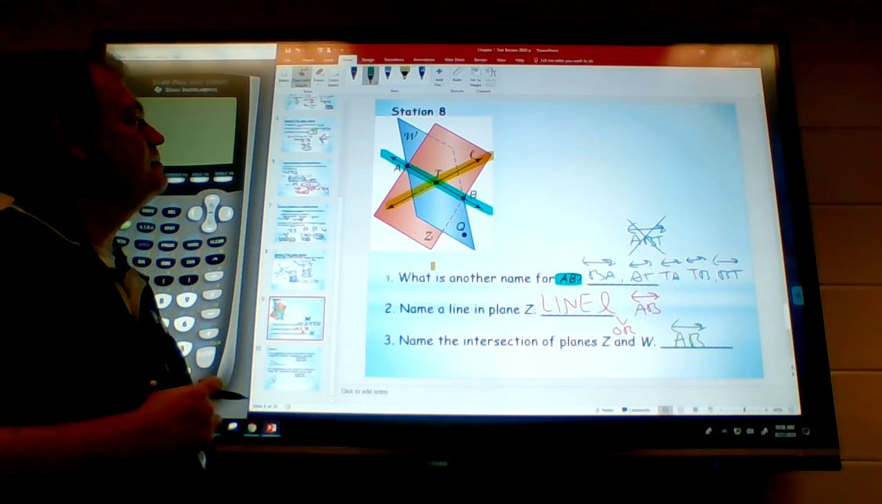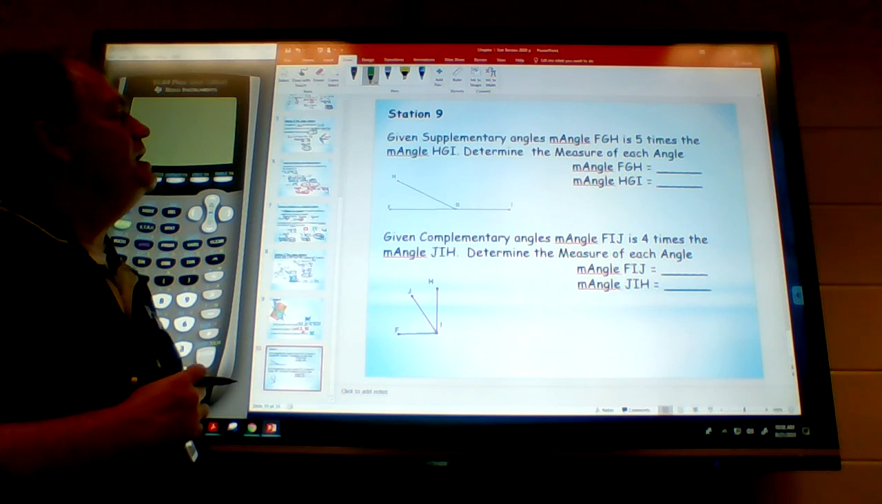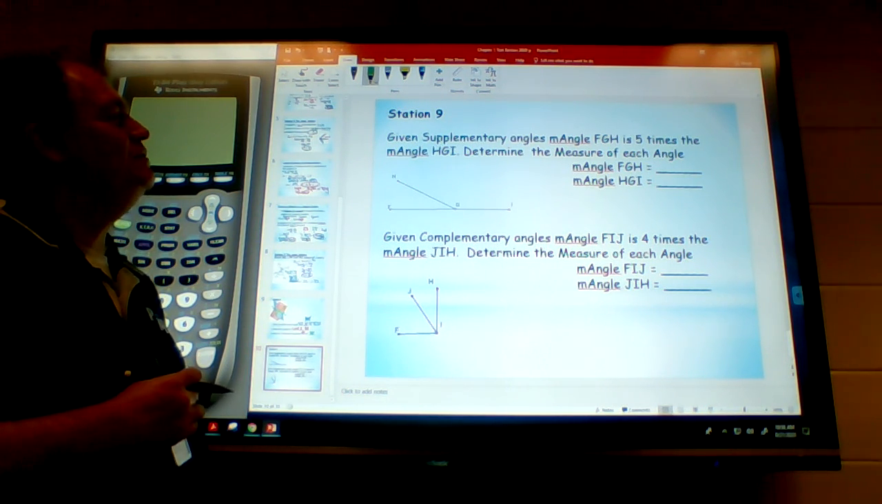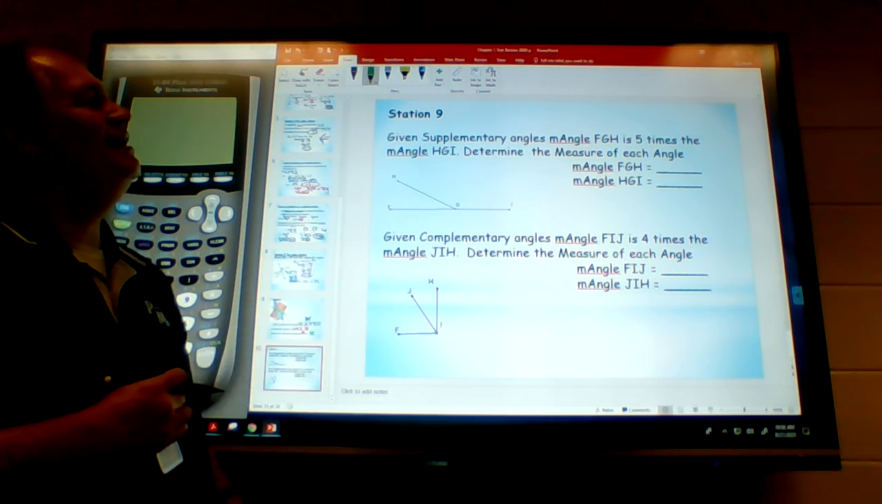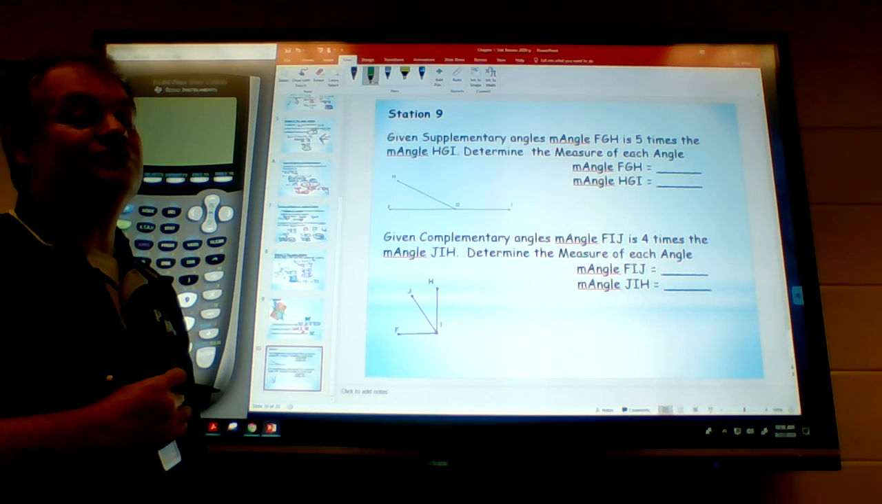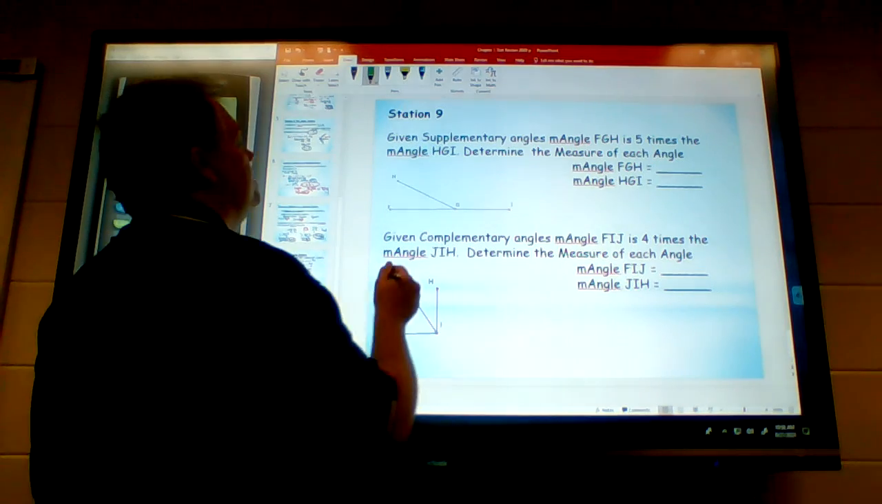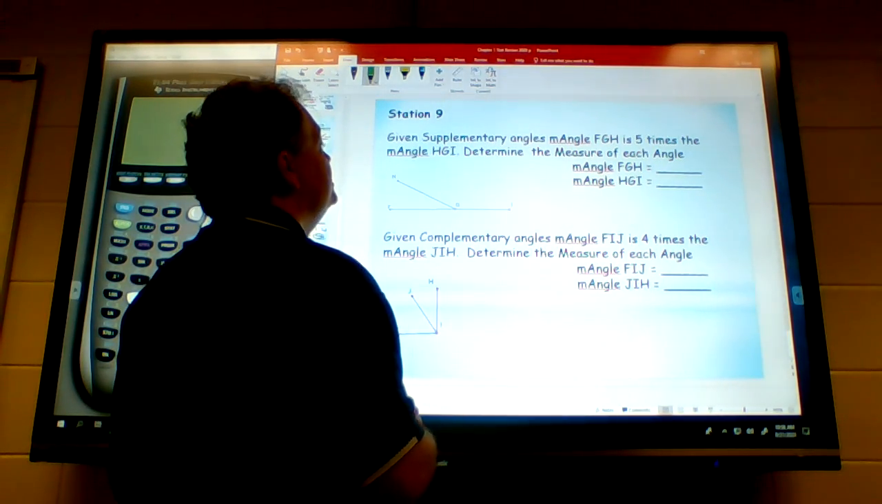Okay, so we're almost done. It says given supplementary the measure of angle FGH is 5 times the measure of angle HGI. Now, I'll tell you this right now. It doesn't look like it is, but you got to go with the data and not the diagram. So here I know FGH is 5 times HGI.